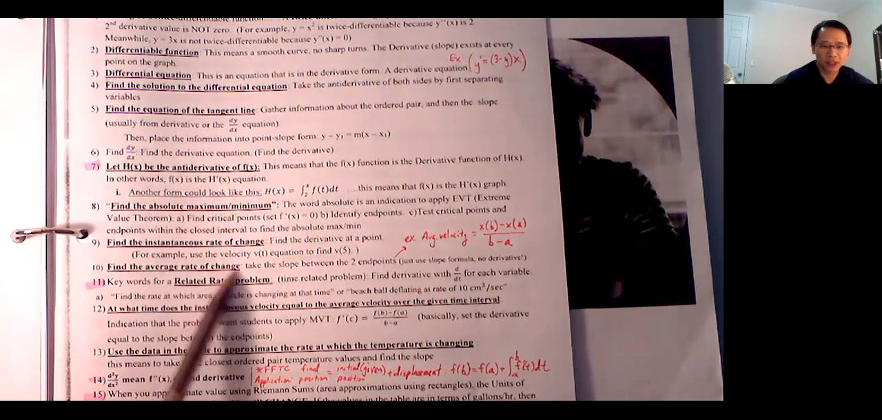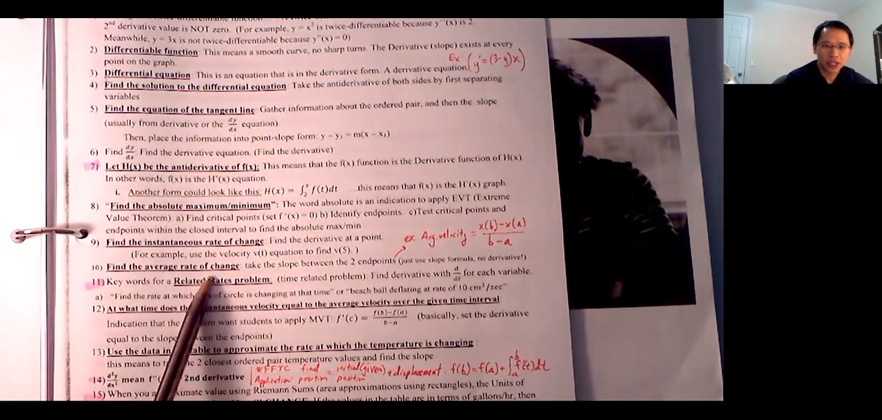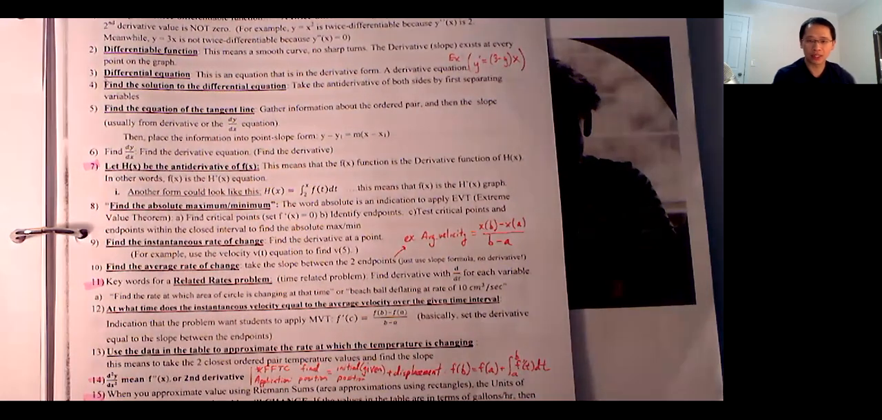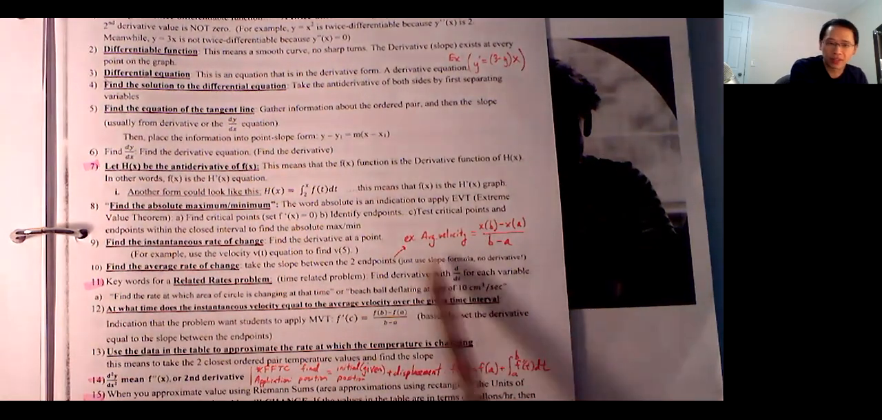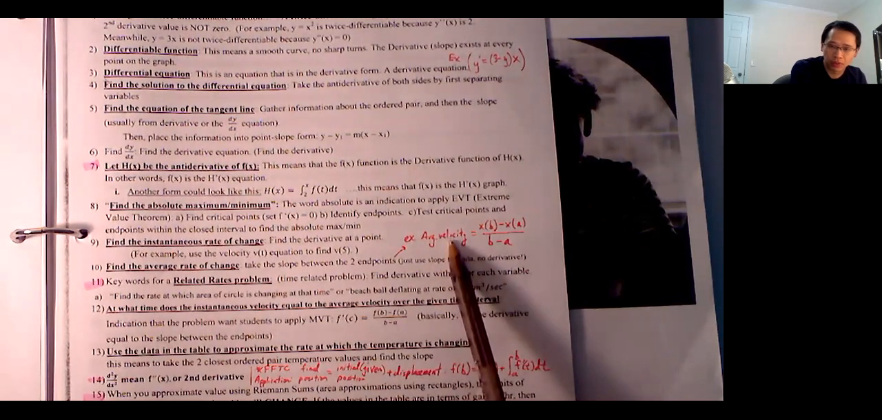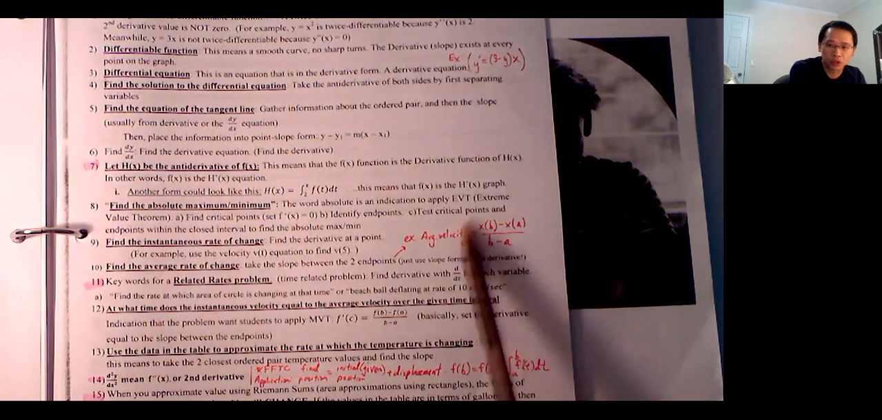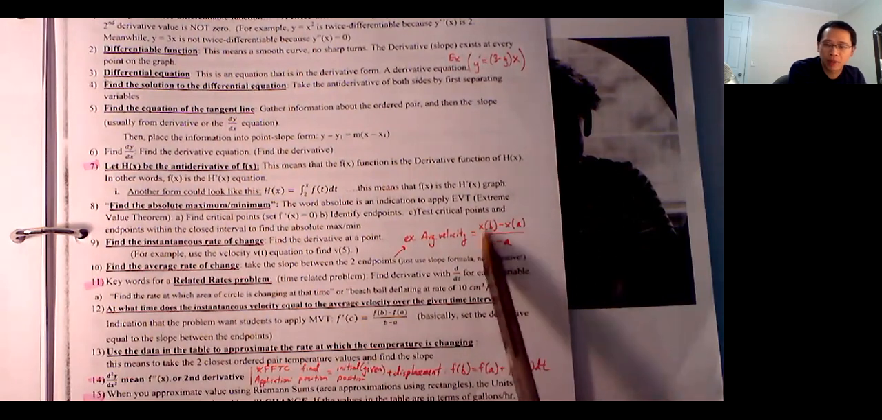Find the average rate of change. Now, for average rate of change, if you're given the position function, you're not going to find the derivative. You're not going to get to the velocity. So you're going to think of this as average velocity. For average rate of change, we don't use the velocity function. We do change in position over change in time. So we're just finding the slope between the two endpoints using the position function.